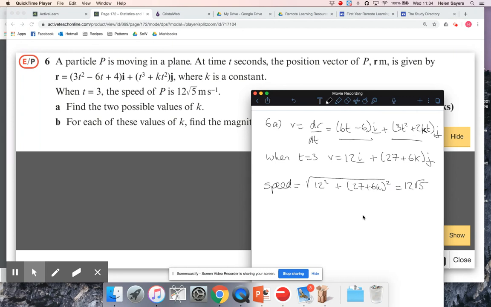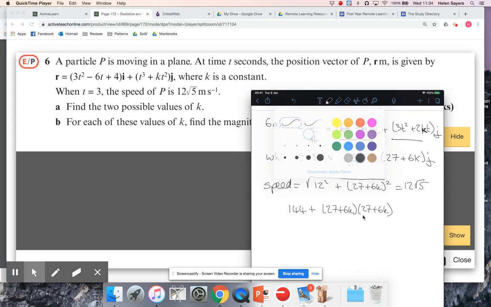Always the first thing I would do for a question like this is square both sides. I'm going to do the 12 squared, and let's not square out those brackets yet, so 27 plus 6k all squared is 27 plus 6k times 27 plus 6k. Then I'm going to square the 12 root 5 and get 720. Then it suddenly looks a lot nicer, because I haven't got the square roots to worry about. What I've done there is squared both sides.